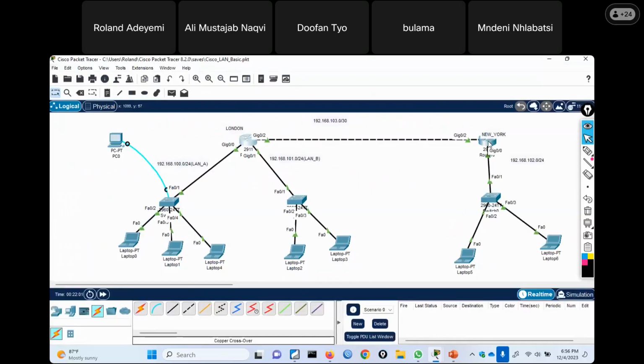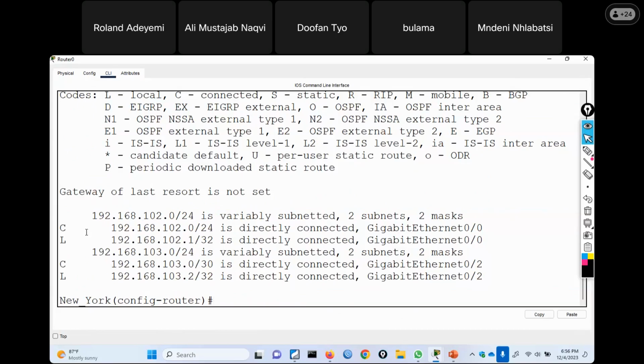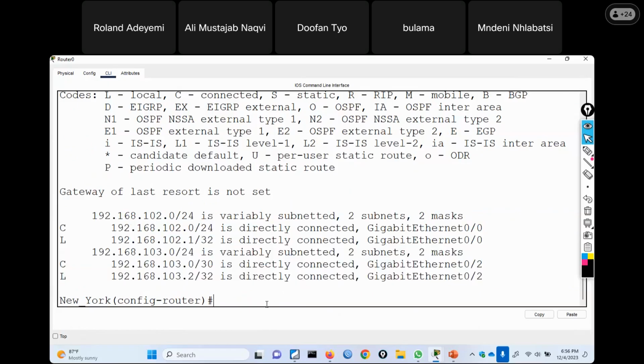Going to the other side also, let's check the routing table of that router there. Let me get it up. Do show IP route. Look at the routing table. This router only has 102 and 103. It doesn't have 100.0. It doesn't have 101.0. So that means it cannot reach those networks. It can't help anybody under it to reach those networks. But the moment we are done doing this configuration, you will see what will happen.